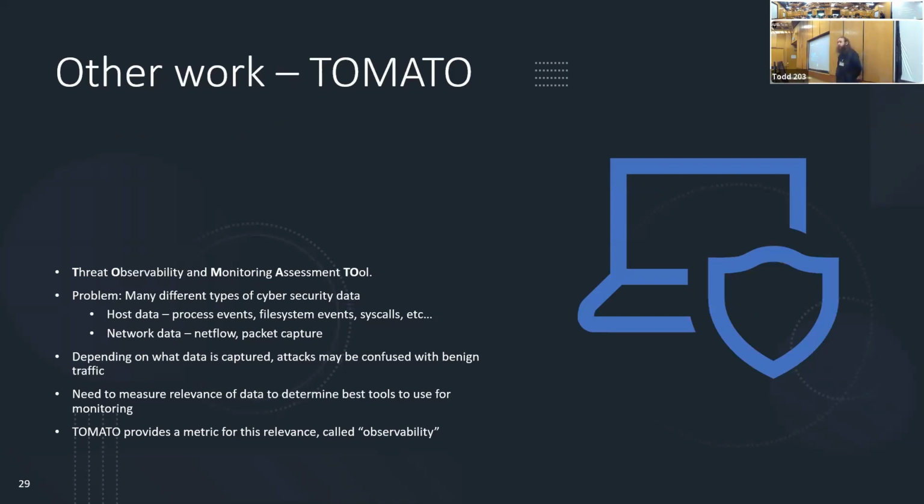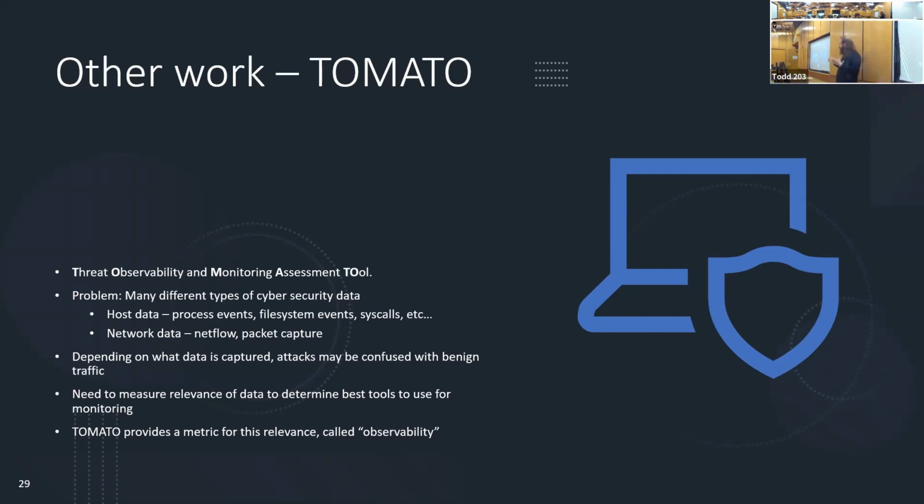Finally, I've got some other work that's not generative models, but that is dealing with a number of the data-related problems associated with IDSs. And this is called Tomato, or Threat Observability and Monitoring Assessment Tool. This is dealing with the problem of we have too many different types of cybersecurity data. I mentioned before that a host-based system might be able to collect information on process information, when a driver loaded or unloaded, or network information, and so on. If you're collecting all of this information, then finding a cyber attack is going to be like finding a needle in a haystack. So we need to be able to figure out what of this is relevant. And Tomato is sort of a metric for this relevance that measures what we call observability.